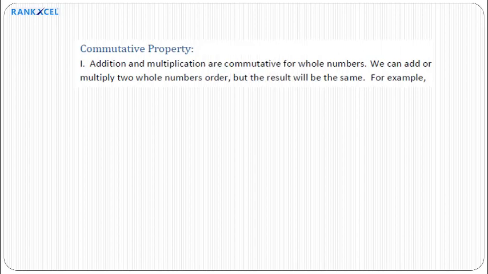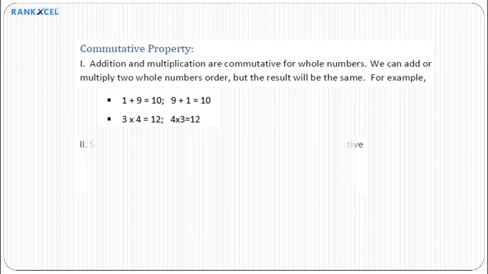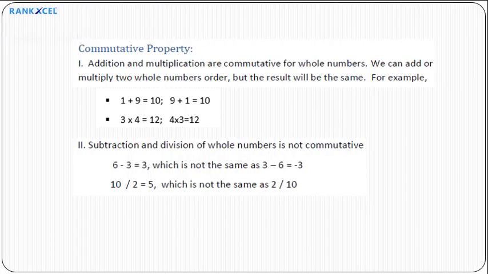Commutative property. Addition and multiplication are commutative for whole numbers. We can add or multiply two whole numbers in any order, and the result will be the same. For example, 1 plus 9 equals 10, 9 plus 1 equals 10, 3 into 4 equals 12, 4 into 3 equals 12. Subtraction and division of whole numbers is not commutative. 6 minus 3 equals 3, which is not the same as 3 minus 6 equals minus 3. 10 divided by 2 equals 5, which is not the same as 2 divided by 10.